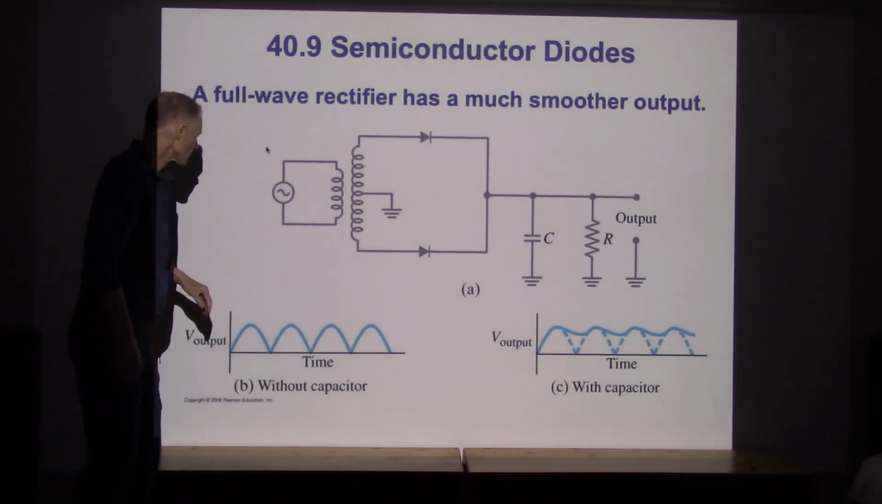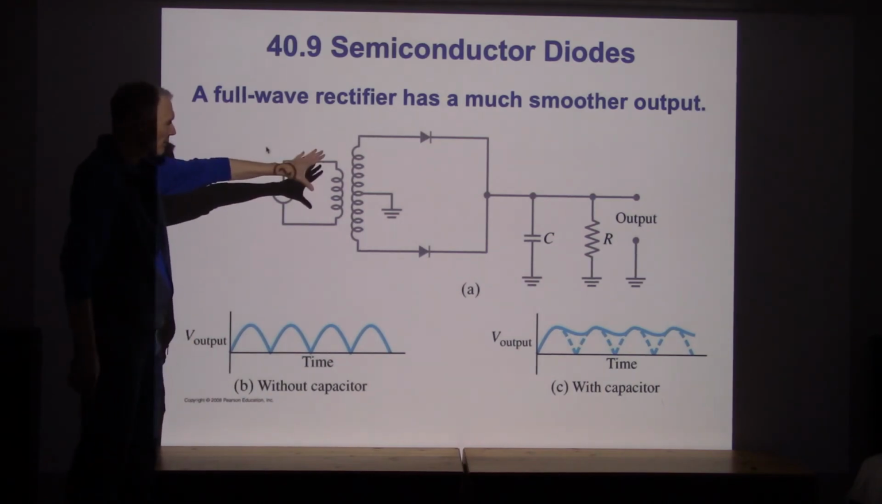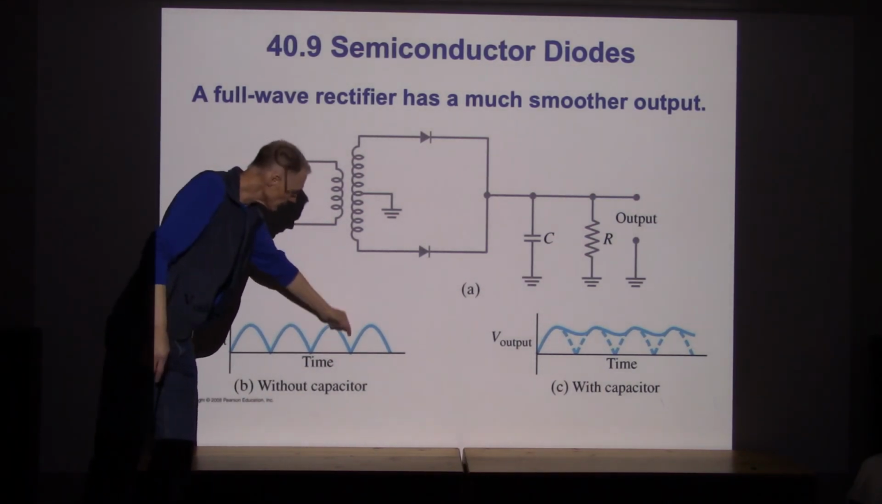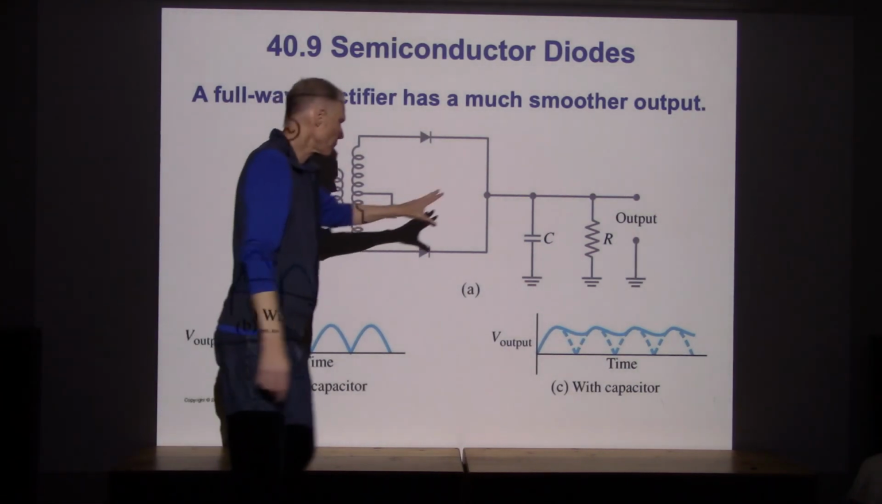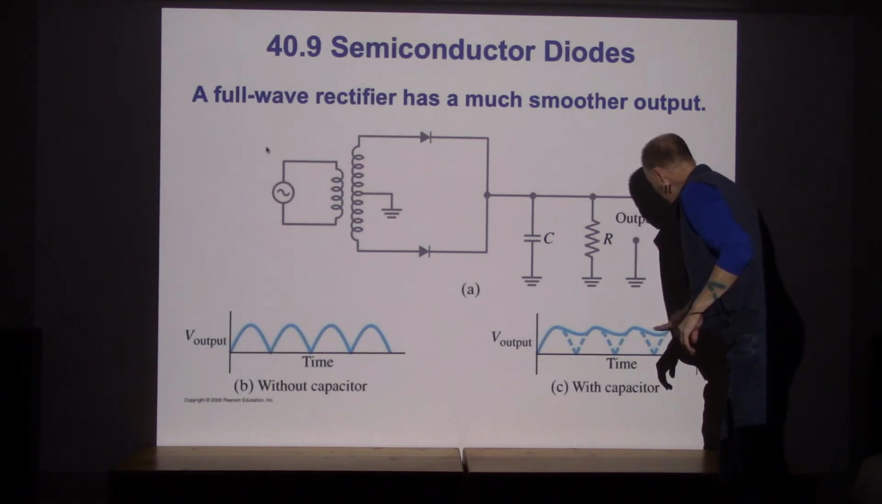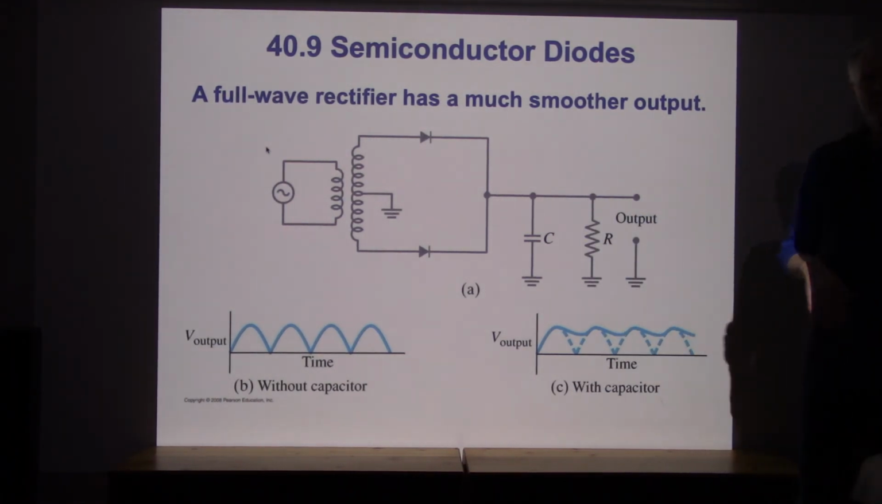So we start off with the AC. That was not shown here. The presence of the two diodes gives us a fully rectified output. And then the presence of the capacitor smooths that out. So this is what happens in going from an AC to DC converter.